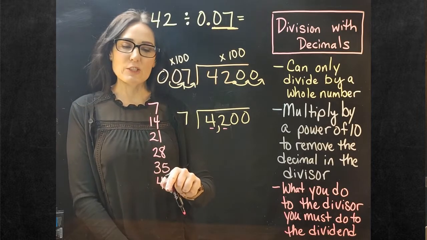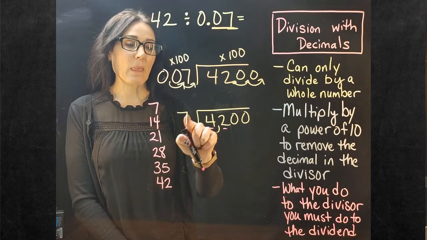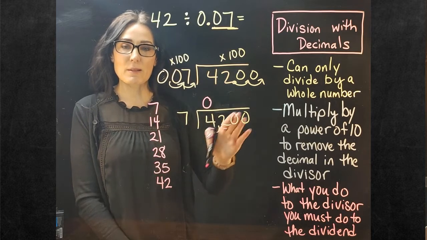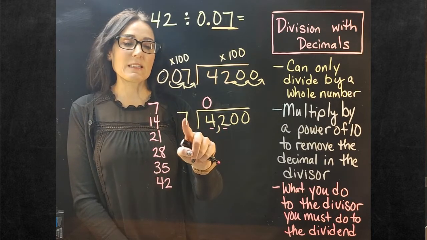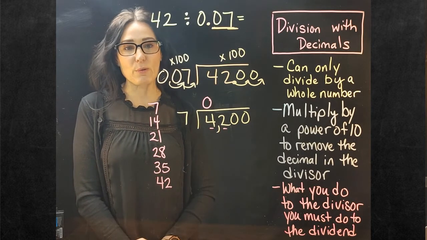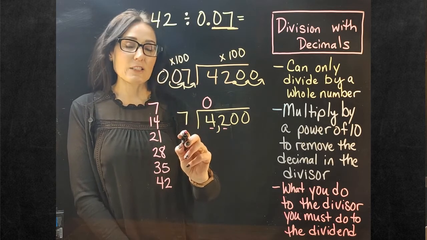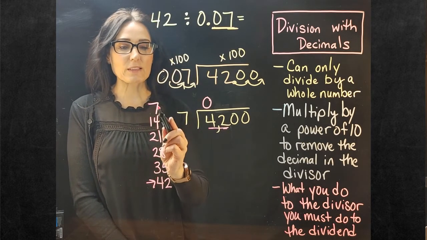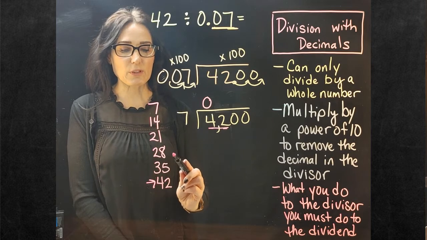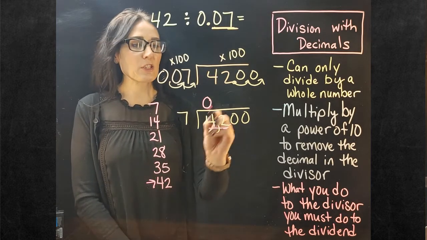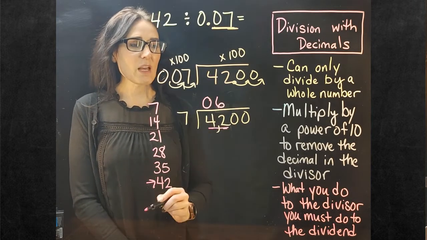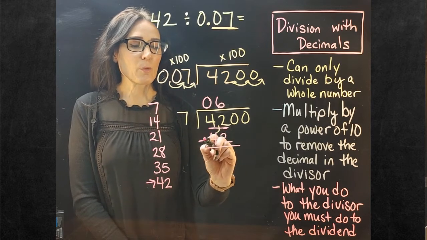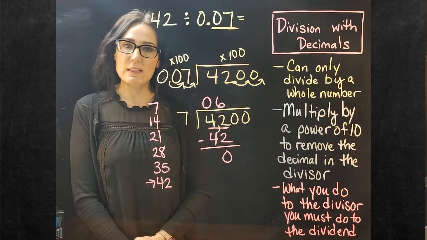So let's go ahead and get started. We're going to say 7 does not go into 4. Now I always put a 0 there just to make sure I line up my numbers in the right spots. But 7 does go into 42, and we can see that right here, and that's times 1, times 2, times 3, times 4, times 5, times 6. So we can put a 6 here, and we're going to say 7 times 6 is 42. We subtract that number, and we get a 0.